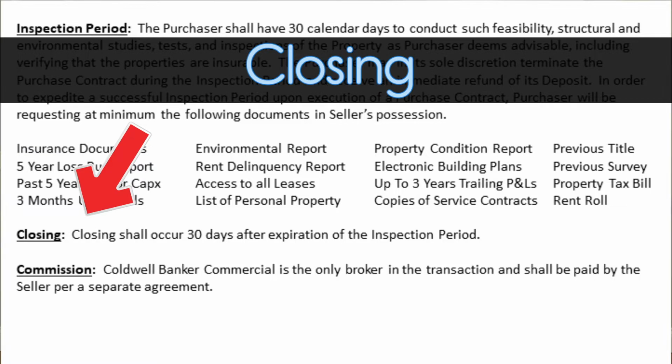Next up is the closing period, which is quoted as the number of days after the inspection period. On occasion, I will see investors put in an extension clause, which basically allows them a one-time opportunity, sometimes 2 times, to extend the closing by a certain number of days.